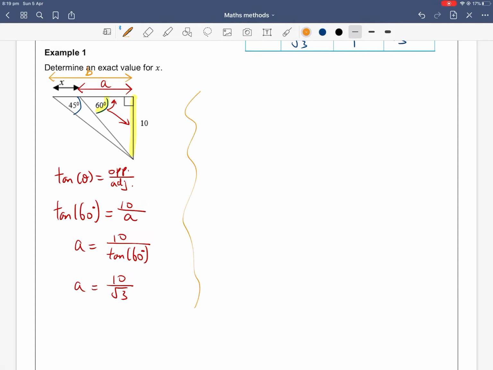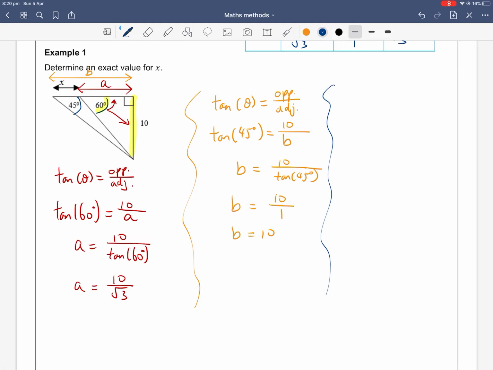If we work out the B, so B is the 45-degree right angle triangle. Again, opposite is 10 and adjacent is the side B. So let's use tan of theta again, which is opposite over adjacent. So tan of 45 degrees. Make sure you write the degree symbol, otherwise it's assumed to be radians. Opposite is 10, adjacent is B, so B is 10 over tan 45 degrees. Tan of 45 degrees is 1, so B is 10. And so we can work out what x is.